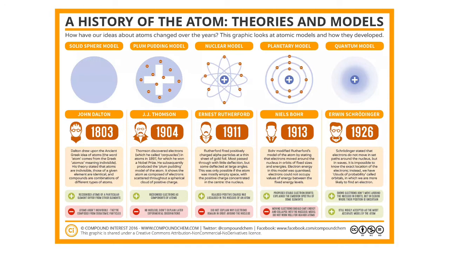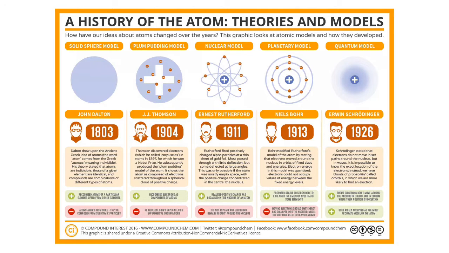J.J. Thomson in 1904 proposed a slightly different model of the atom, so we started to realize that atoms could actually be broken down into smaller component parts. We call those parts subatomic particles because they're smaller than an atom, so they're subatomic. J.J. Thomson realized that there were negative electrons, and there was also a positive component of the atom.